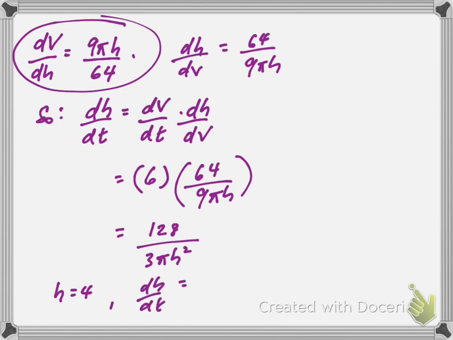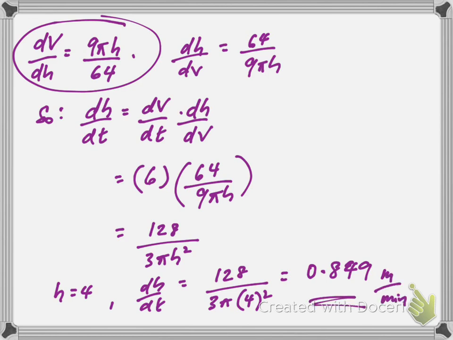So let's substitute. So you go 128 over 3 pi times 4 squared. You substitute all that and you end up with 0.849 meters per minute. Meters because of the units. And there you go. That solves question number 6.